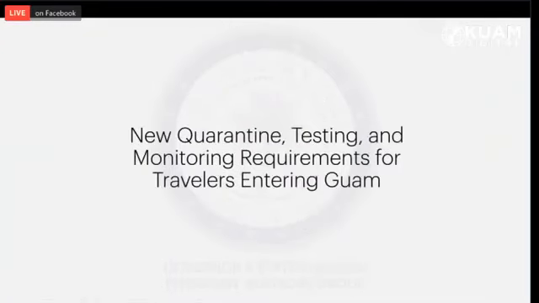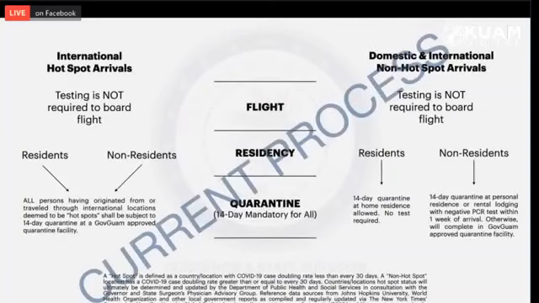So that being said, I'm going to move into discussing the new quarantine testing and monitoring requirements for travelers entering Guam. As you may recall, this is our current process as it is right now, where we had identified international hotspot areas and criteria for quarantine, and then also for non-hotspot areas. This isn't going to be changing.